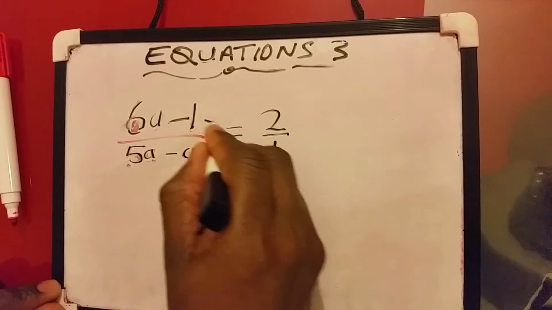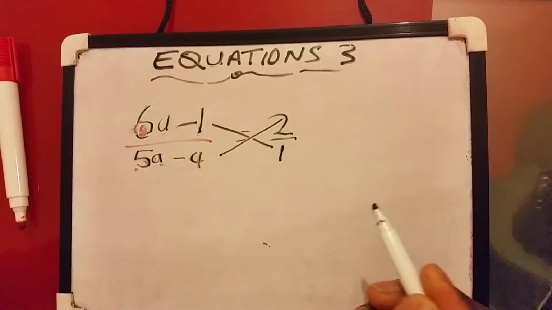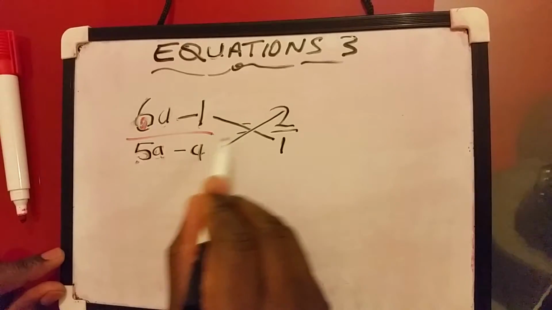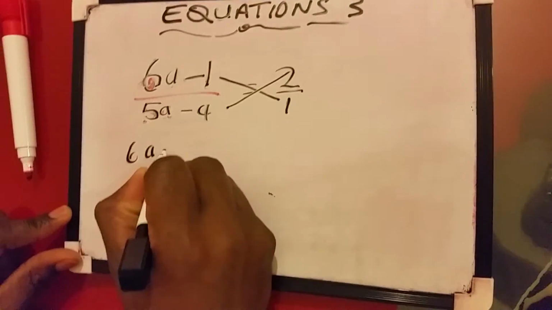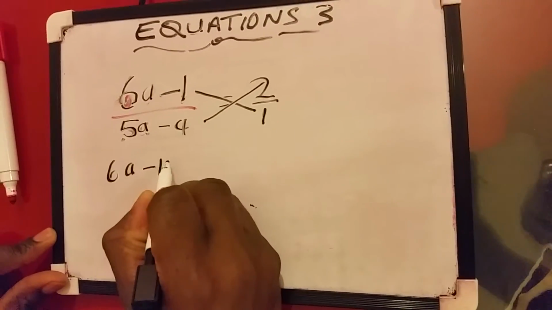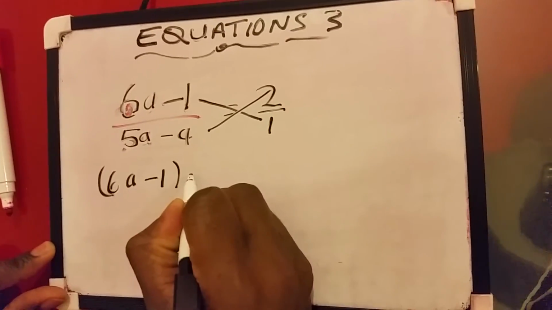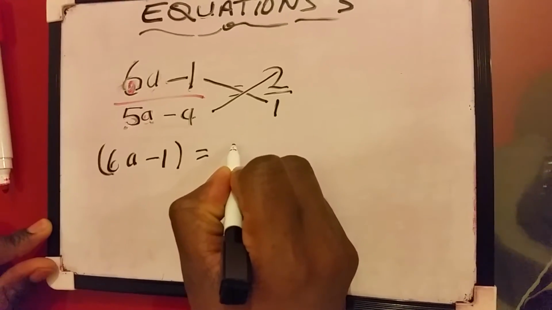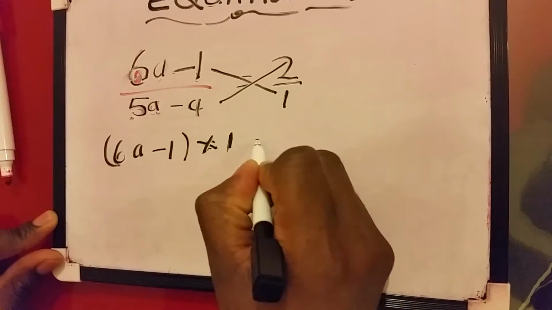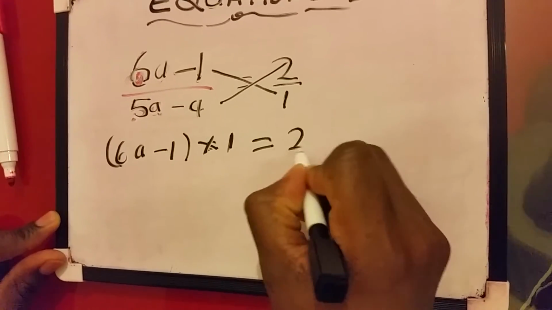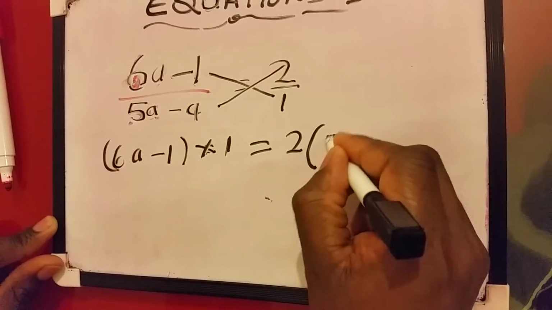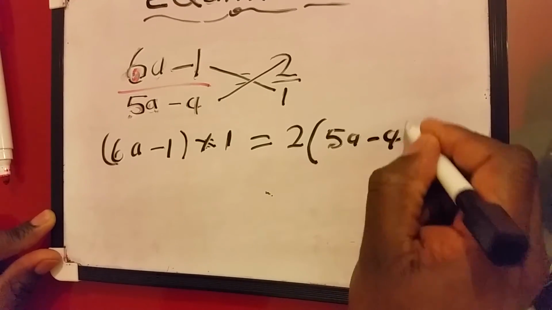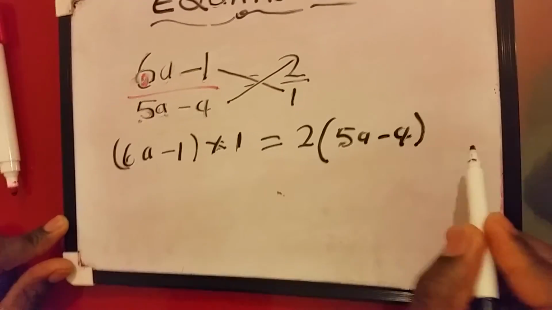And now I'm going to apply my cross multiplication. So I'm just going to follow what the cross multiplication says. In this case, it doesn't matter which side you start first. So let's start from the 6a. So it says 6a minus 1, and it's always a good thing to keep those in brackets. You can't separate them. Times 1 is equal to 2 times 5a minus 4. See, this times that is equal to this times that. So now we have that into a nice linear equation.